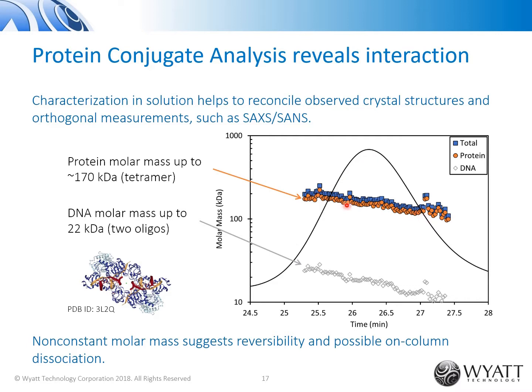So depending on the KD of this interaction, we might be seeing some species that are not saturated, co-eluting with some fully bound species. In our next case study, we'll explore more about how to measure these kinds of affinities and stoichiometry in solution.